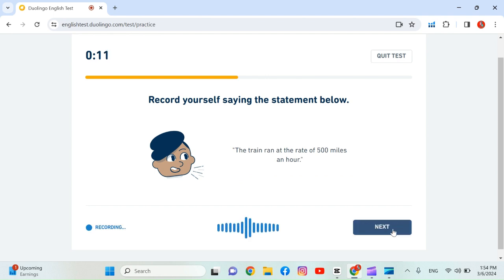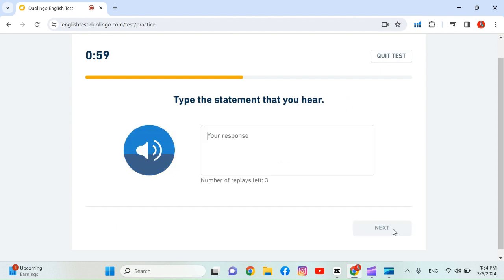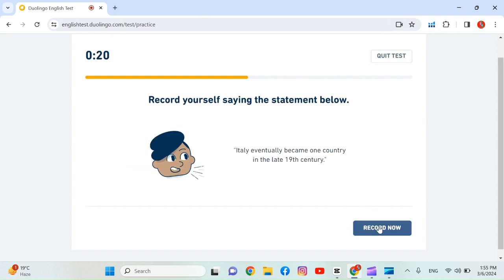The train ran at the rate of 500 miles an hour. Don't play baseball in the park. Italy eventually became one country in the late 19th century.